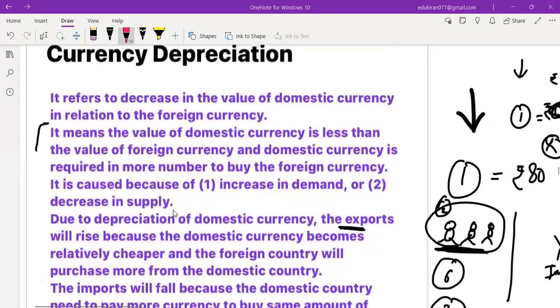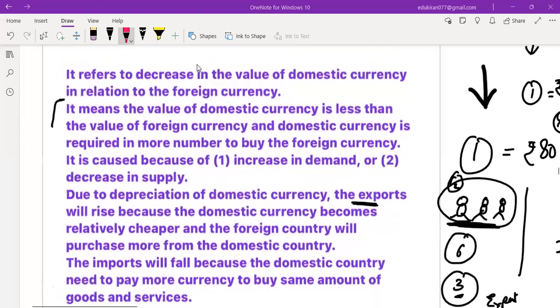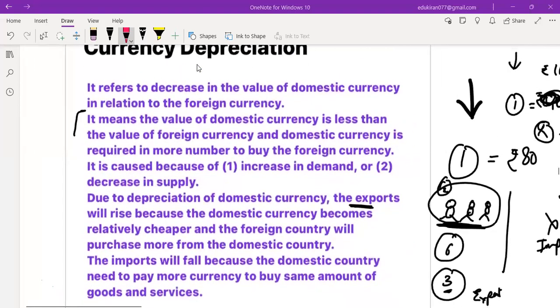Depreciation refers to decrease in the value of domestic currency in relation to the foreign currency. It means the value of domestic currency is less than the value of foreign currency, and domestic currency is required in more number to buy the foreign currency. It is caused by increase in demand or decrease in supply. Clear? Yes, ma'am.